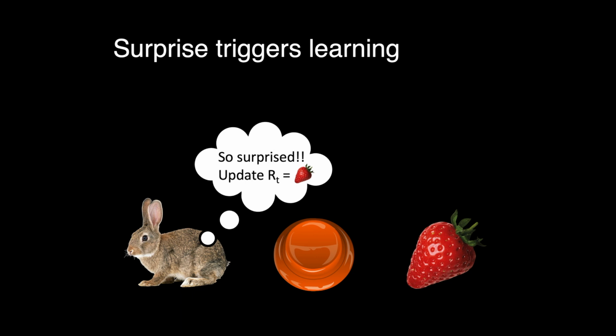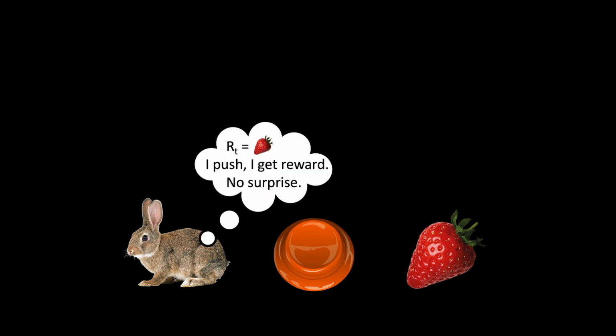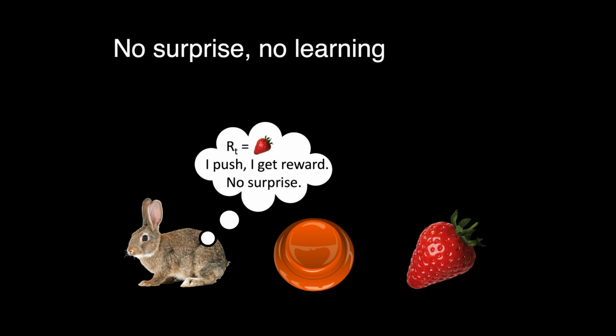And surprise triggers learning. Let's say from now on, the bunny keeps on pushing the button and he consistently gets a reward. The classical conditioning is now established. The bunny knows that if I push, I get a reward, and there is no surprise. The reward function is still correct, and there is no need to update it. And this is the idea that when there is no surprise, no learning has occurred.